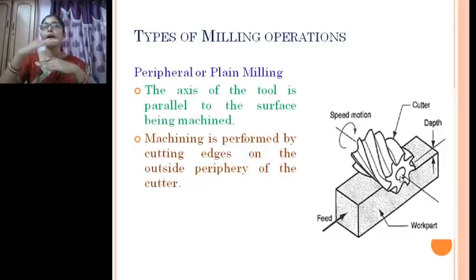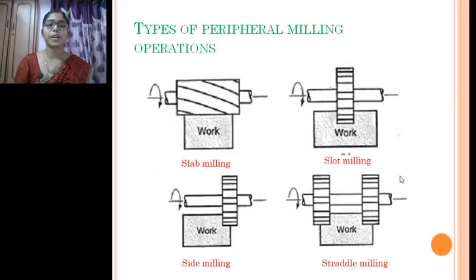Depending on how the axis is placed, if it is parallel to the workpiece, then it is called peripheral milling. If it is perpendicular, it is called a face milling operation. Now there are different types of peripheral milling operations. In this present case, you can see the different types, the first being the slab milling operation.